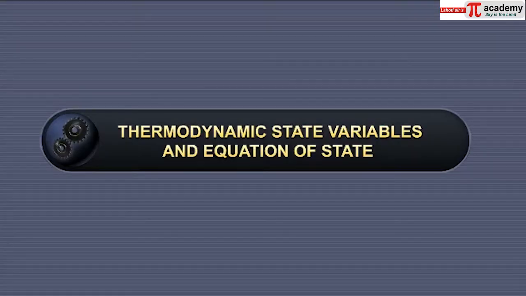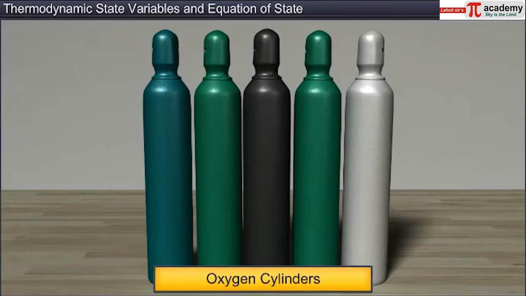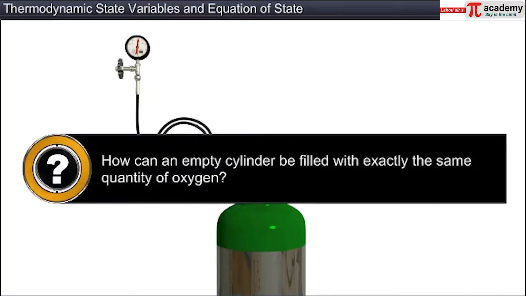In this module, you will learn about thermodynamic state variables and equation of state. The cylinders shown are oxygen cylinders. Usually, when filled with the gas, all these cylinders contain equal quantities of oxygen. But how can an empty cylinder be filled with exactly the same quantity of oxygen?